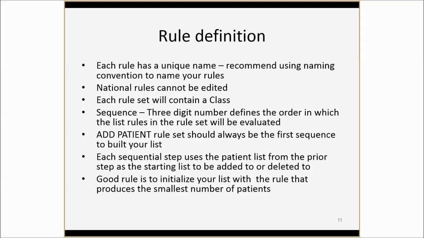And then you can add patient rule set. It should always be the first sequence to build your list. Each sequential step uses the patient list from the prior step as a starting list to be added or deleted to. So a good rule is to initialize your list with the rule that produced the smallest number of patients.